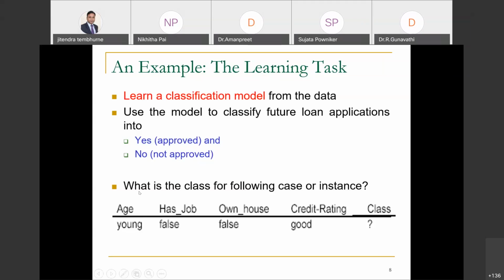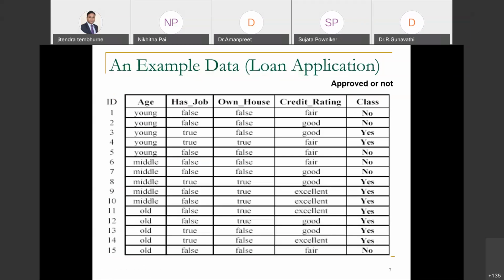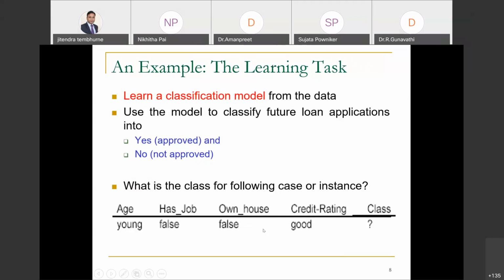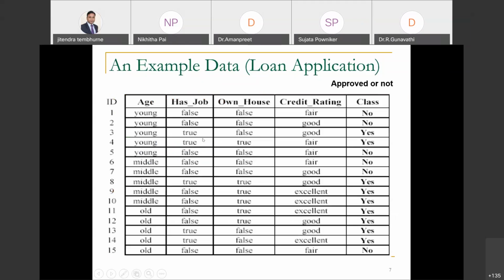Now here there is one question. The question is, what is the class of the following case or instance? Let's say this is the new data which we are receiving. Yes, this is the new data: young, false, false, good. Now we need to classify it. If you see our original data, it is young, false, false.